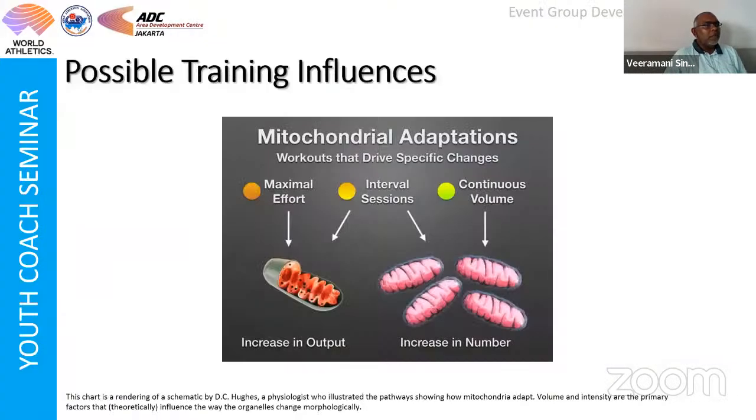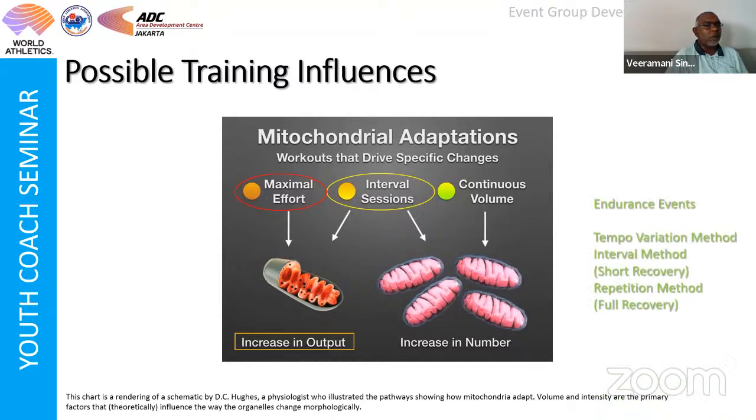Again, in terms of mitochondrial adaptation, we will now move towards what I call the output of it, the ability to generate energy for us. Earlier in our general endurance, it's more about increasing the number. Now we're looking for power output from mitochondria. Interval sessions will be predominantly the area we'll focus on, and of course maximum effort will also provide this support.